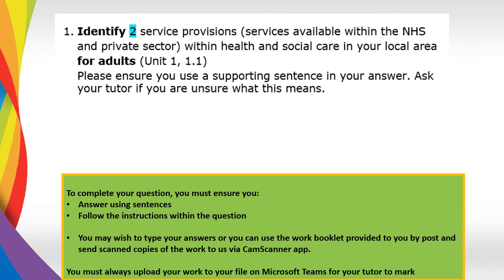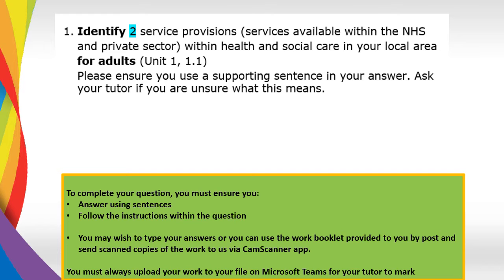So you're now on to your first question. Question 1: identify 2 service provisions within health and social care in your local area for adults. Please ensure that you use a supporting sentence within your answer. Ask your tutor if you're unsure what this means. When you are identifying, you must always give a supporting sentence.